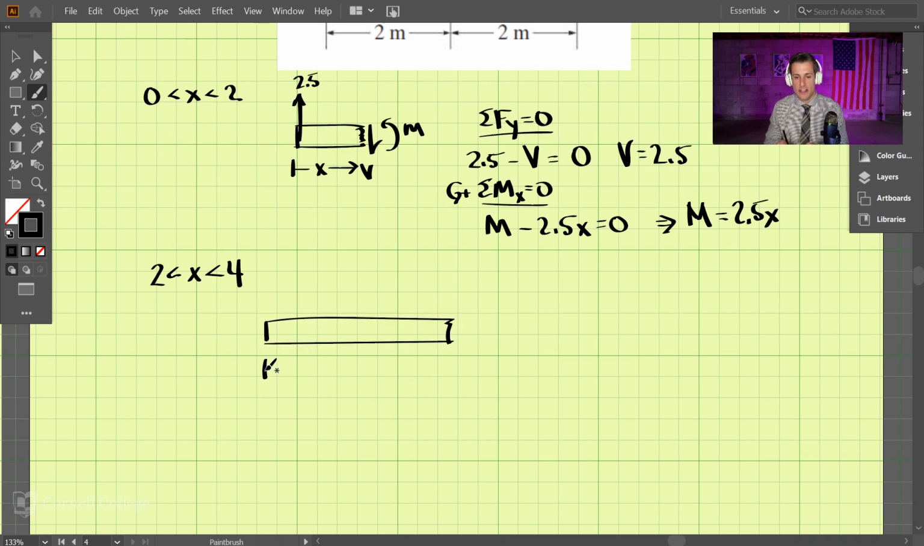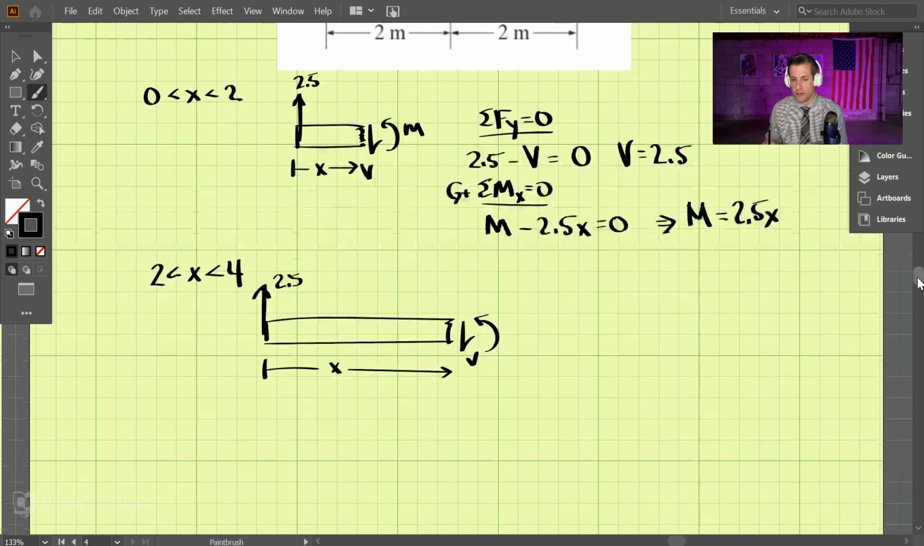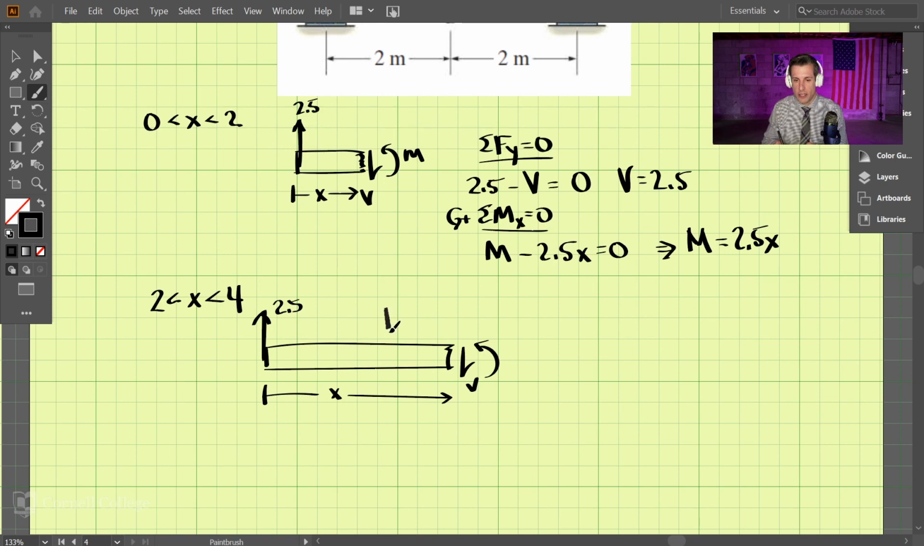This distance to where we've broken the section is still x. And we still have 2.5 upward. And we have our shear downward and our moment, but we must also include this force at B, which is 5 kilonewtons. So we have downward here, 5, and that distance there is 2 meters.